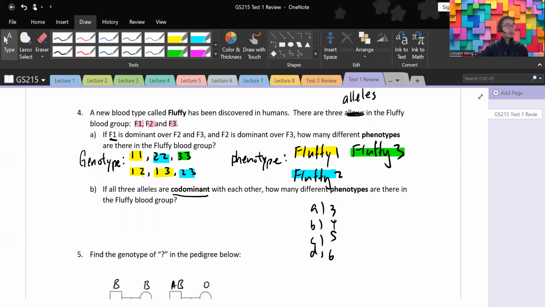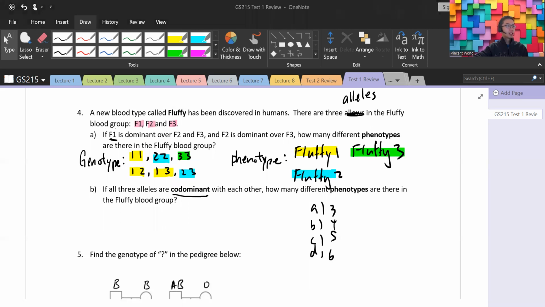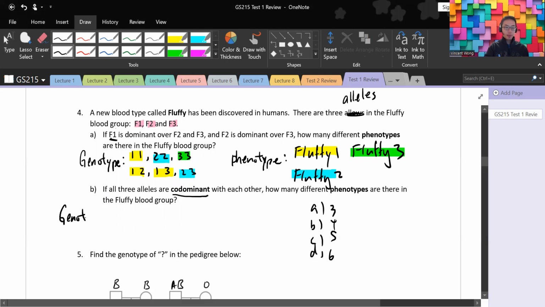Okay, I see that a lot of you are still not quite sure. So would the genotype change for part B? Are we going to have a bunch of different genotypes, or can we just reuse the same one? You can use the same one, because it's the same three alleles, so the combinations do not change.